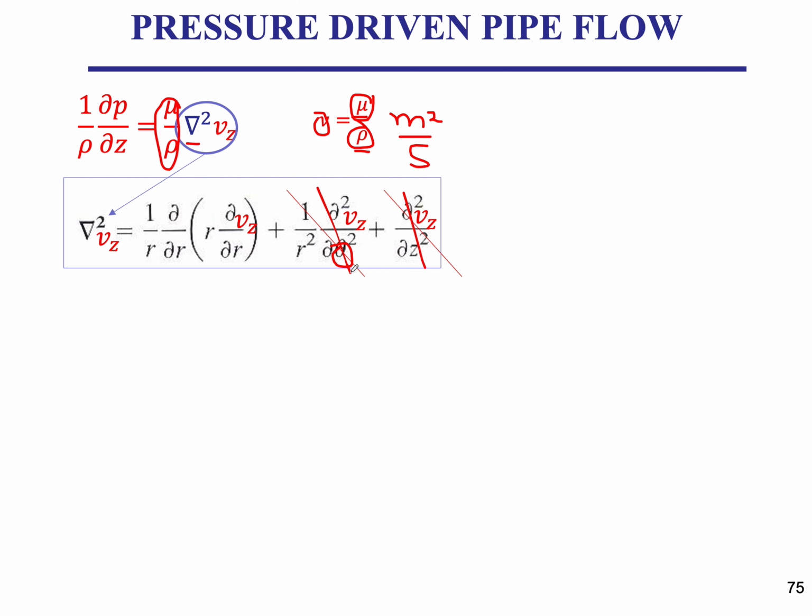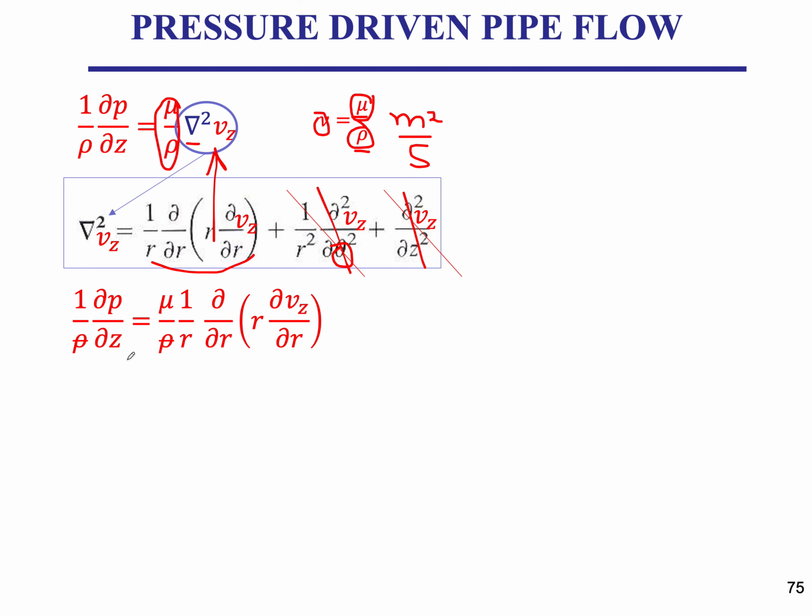And so we end up with this term being 1 over r partial by partial r of r dvz dr. So let's plug this term right there. You get the following equation, and the density cancels out, as you can see here and here. And then we integrate this. So take the r to the left hand side and integrate.